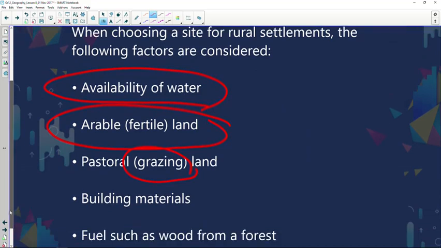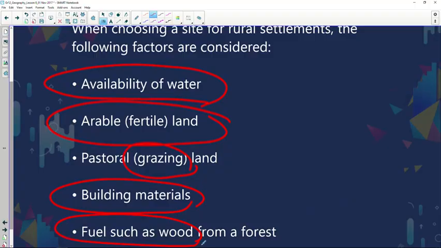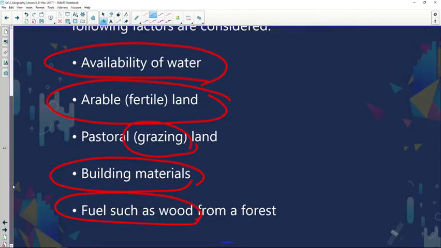And then obviously once they move there, is there going to be building materials to build their villages and their homesteads? And is it worth it? Because there's no point if you find a place with enough water and enough grazing land and fertile soil, but unfortunately there's nothing to use for building material, and such as fuel for wood.